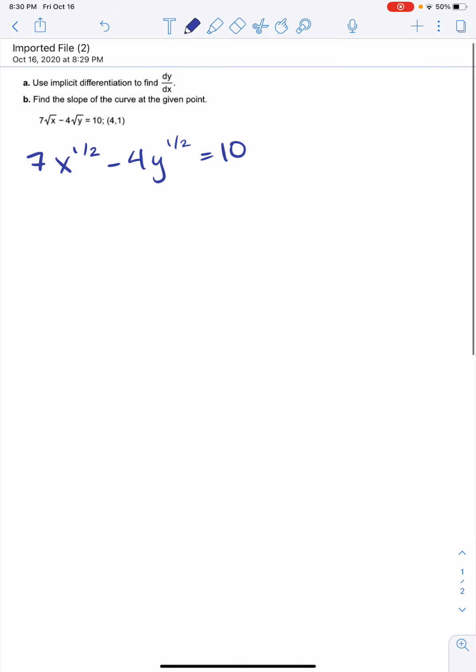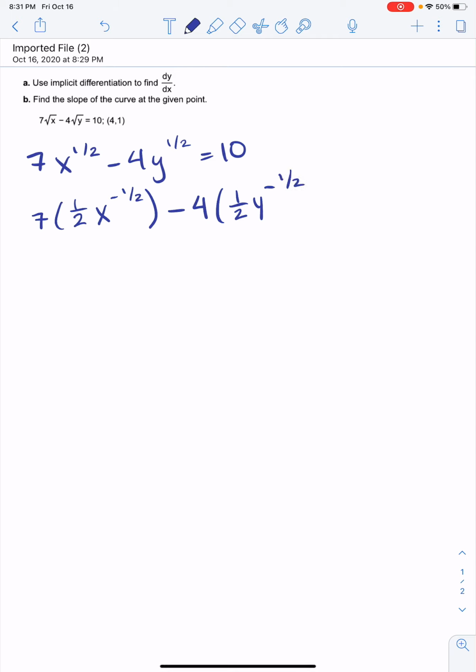So we get 7 times 1/2 x to the minus 1/2. That's the first term, the derivative. The second term we get minus 4. The 4 multiplying is just a constant. So y now, y is some function of x. So we say 1/2 y to the minus 1/2. Okay, now that's just unpacking the outer function y that's raised to the 1/2. And now, by the chain rule, we get a y prime, because y prime is the derivative of y, which in this case is the inside function.